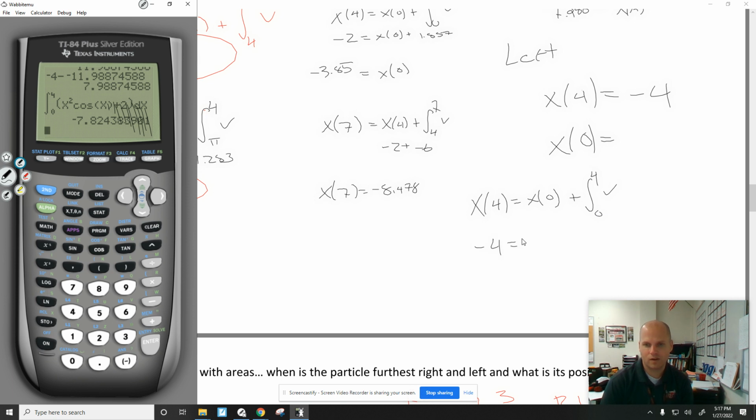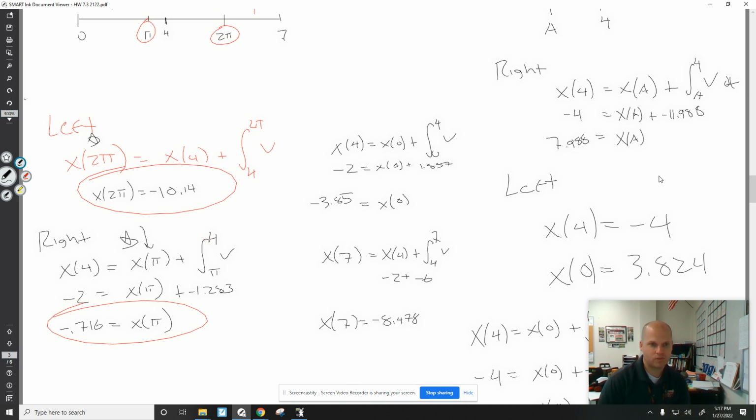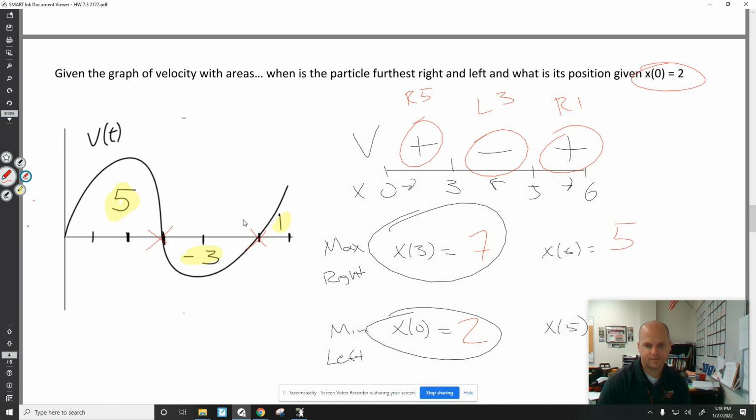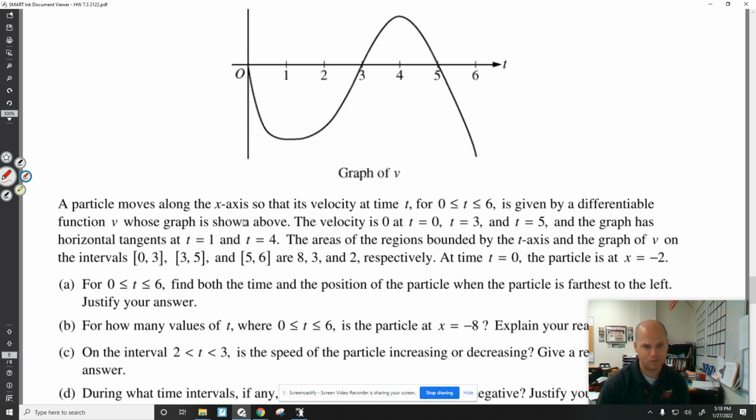This is negative 4. I add that by subtracting it, doing the opposite. I get 3.824. Okay. So left, obviously, X of 4 is negative 4 wins. All right. Let's finish this off. Great. Do all. I'm blowing through this, okay?